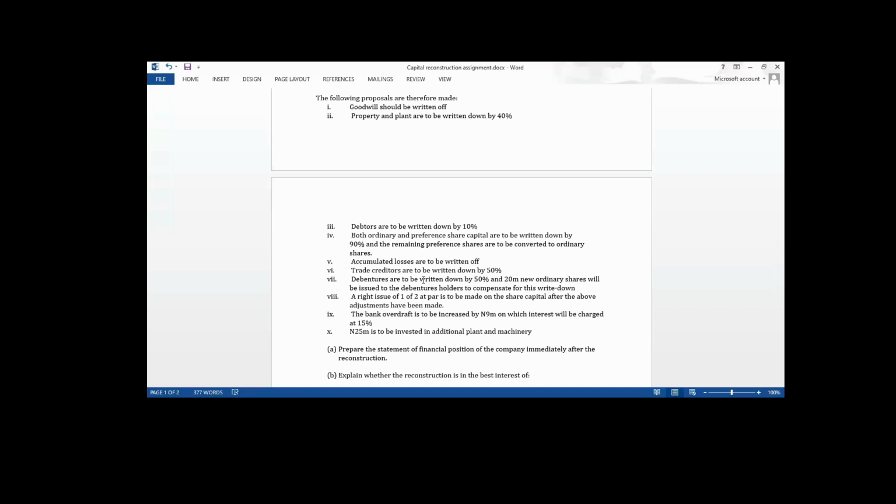Look at it. Both ordinary shares and preference shares will be written down by 90%. That means ordinary shares will be left with 10%. Preference shares, 10%. And then I say the remaining preference shares, that 10% preference shares will be converted to ordinary shares.